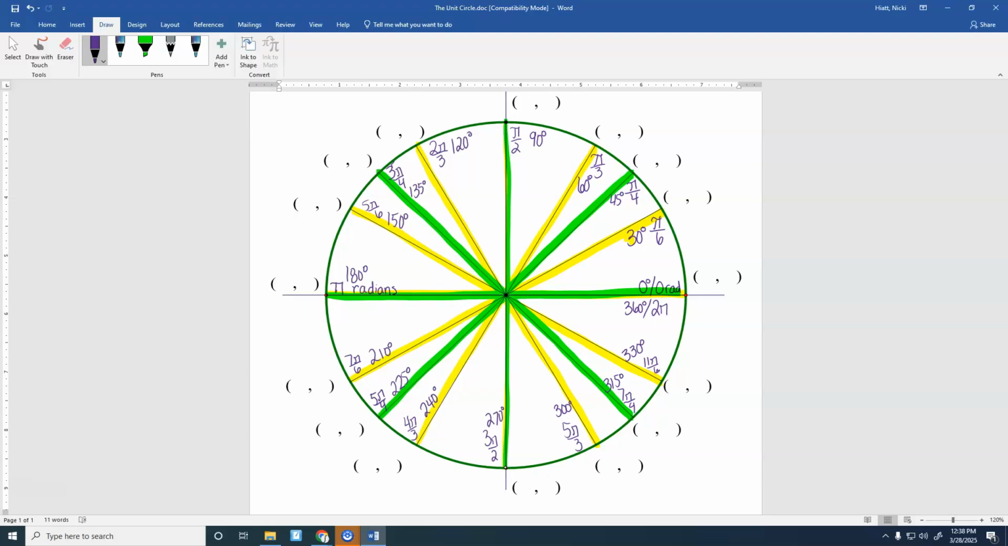Double check to make sure you've got everything right. You might even want to trade with your neighbor and get them to check it, because if you memorize it incorrectly, obviously that will be a problem for you. Double check mine, make sure I didn't mess up.